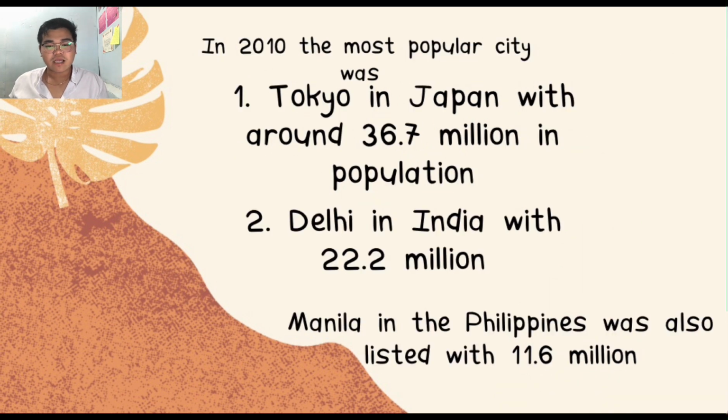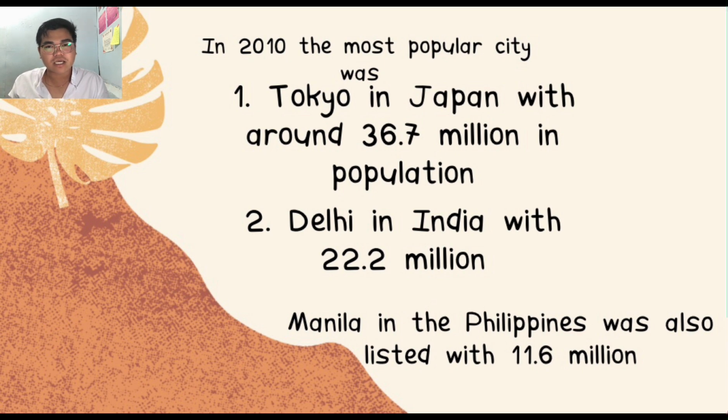In 2010, the most popular city was Tokyo in Japan with around 36.7 million in population, followed by Delhi in India with 22.2 million in population. The Manila in the Philippines was also listed with 11.6 million in population. The aggregation of human settlements has resulted to several environmental problems, thereby increasing ecological footprints.